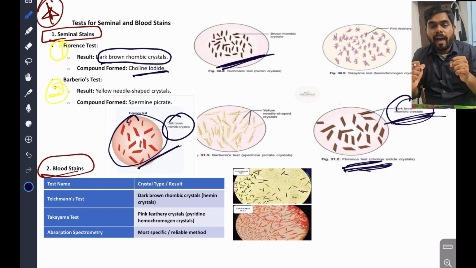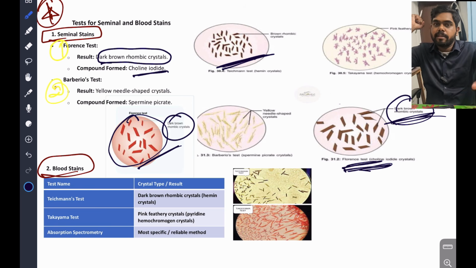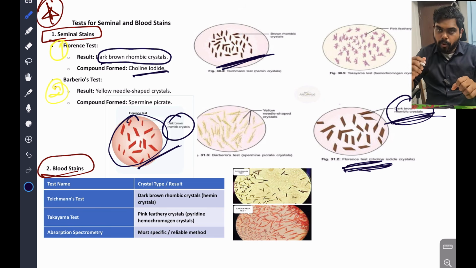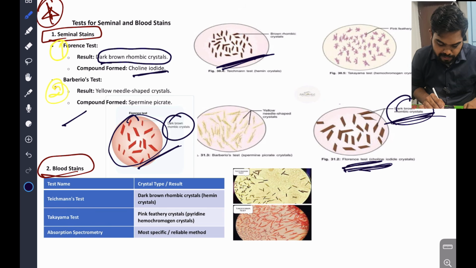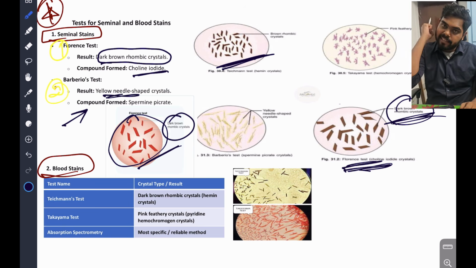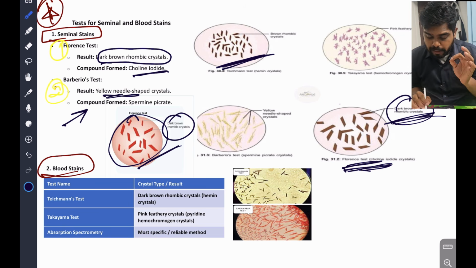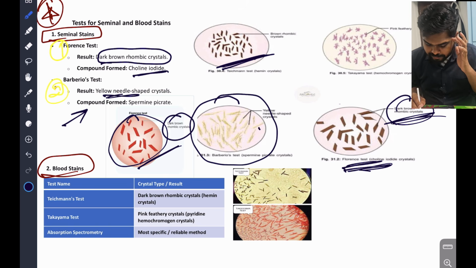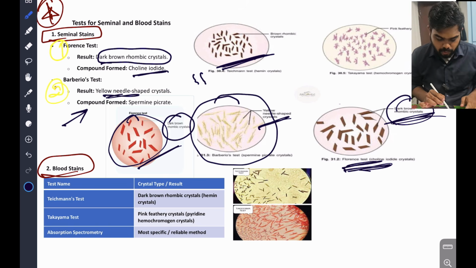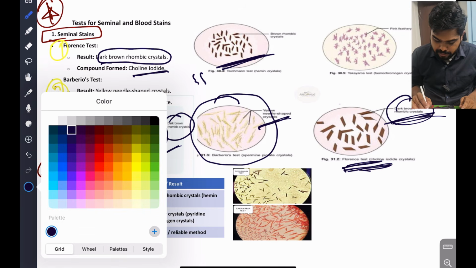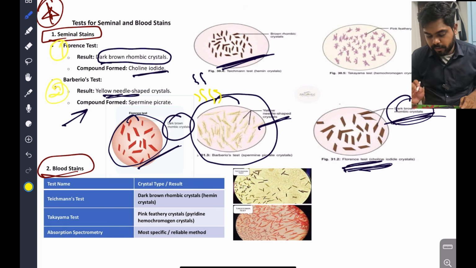You know Barberio, ancient Greek character. He is going to kill his enemies by throwing a spear. So always think like this: needle, yellow needle shaped. Something like needle, yellow needle shaped crystals. You can see here, yellow needle shaped crystals. So yellow color needle shaped crystals will be there. Okay. So Barberio test, yellow needle crystals are there.